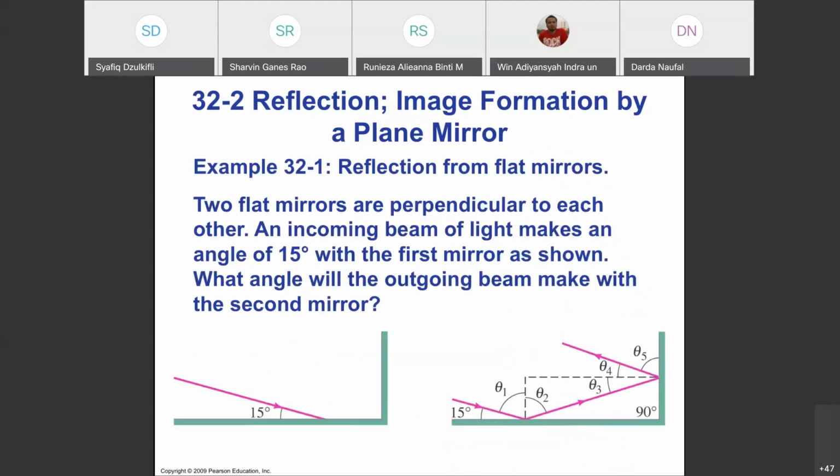Questions. Reflection from flat mirrors, plane mirrors. Two flat mirrors are perpendicular, meaning they have a 90-degree difference to each other. An incoming beam of light makes an angle of 15 degrees with the first mirror as shown. So this is the first mirror, this is the second mirror. What angle will the outgoing beam make with the second mirror?